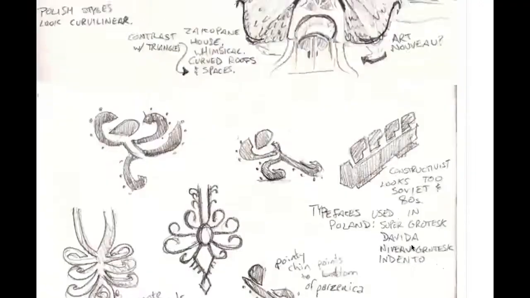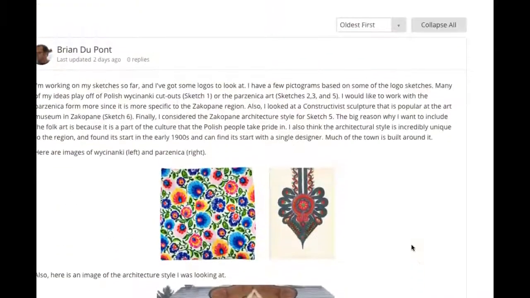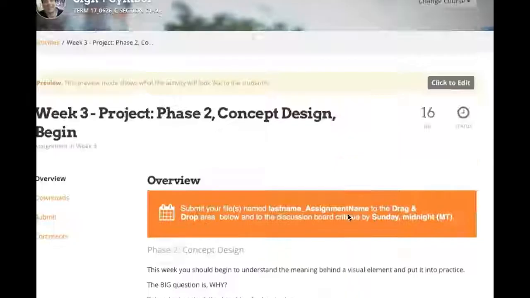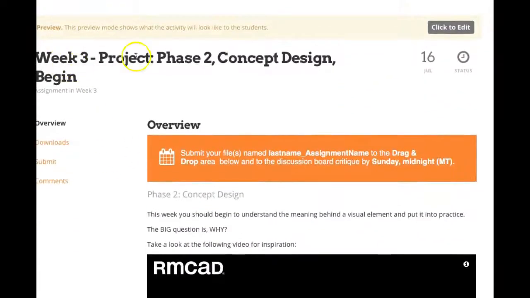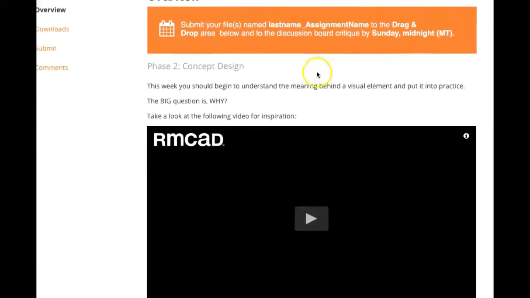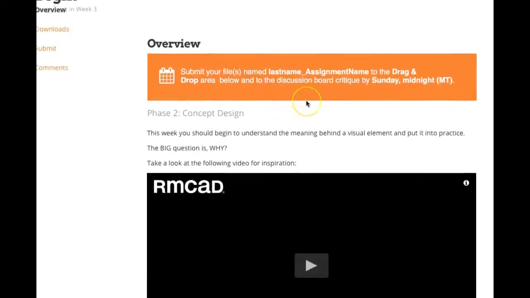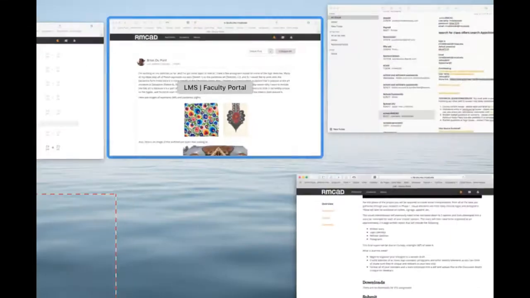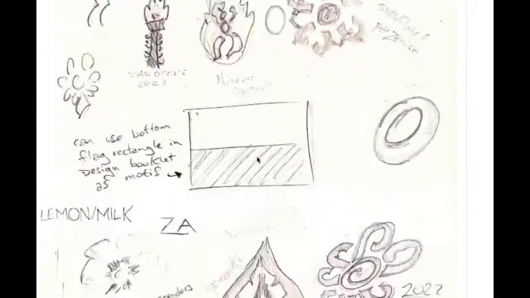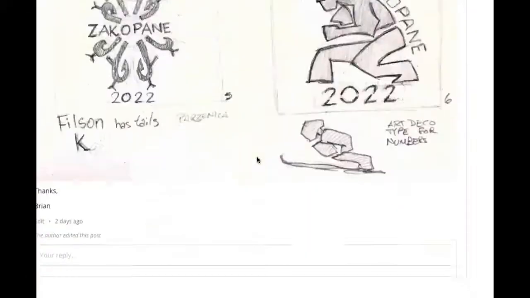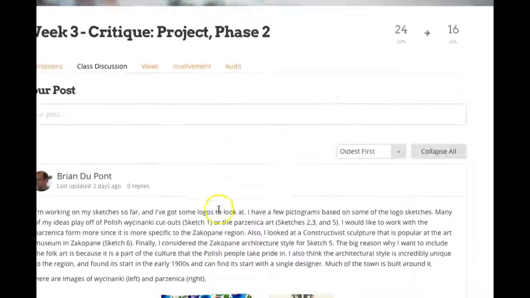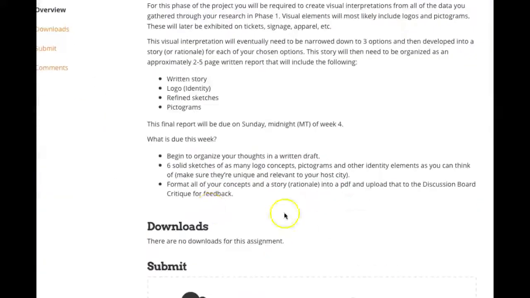One thing I would recommend is this moving forward. If we take a look at the actual, this is phase three, project two, concept design begin. This is the overview. Okay, so what I would like you to do, I think in your presentation, instead of submitting these really big, long threads in the discussion board, what I would do is I would go ahead and adhere to the project's recommendations of attaching a PDF.